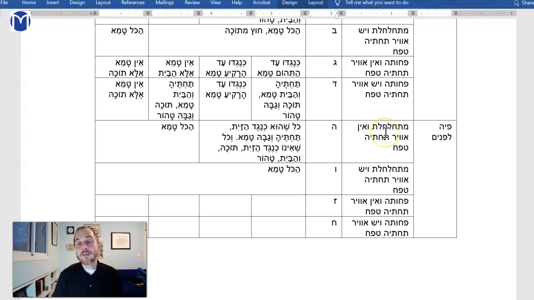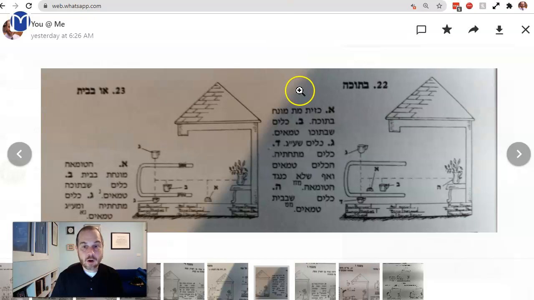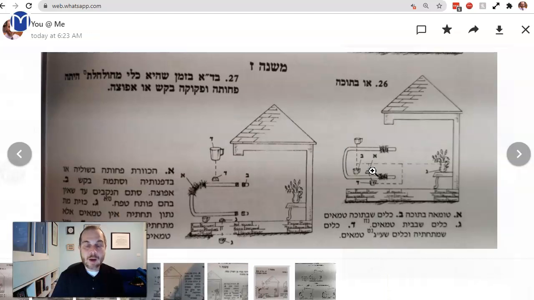I mean, mitchalchelet means, remember that it had spaces, holes in it, according to the Bartenura, in order to allow the bees to enter and leave it. Okay, but mitchalchelet for our purposes meant it was a kli and not an ohel. So let's go back. Remember, it was a kli facing inward. That's a Mishnah where we go in the right way, Mishnah Vav, and now we're on Mishnah Zayin, where we're going to talk about where it's not mitchalchelet. Remember, that was mitchalchelet. That was Mishnah Vav.